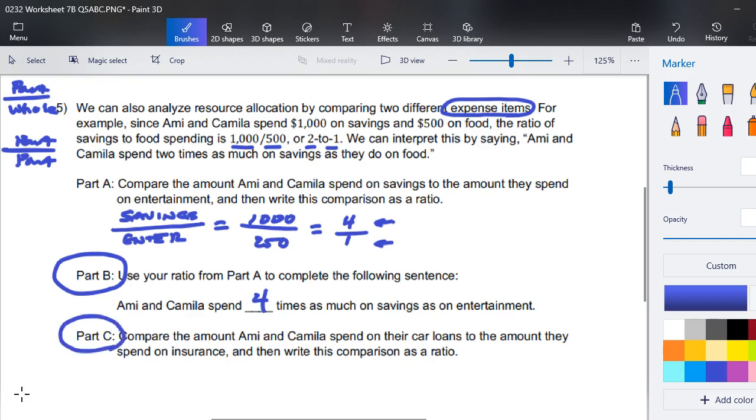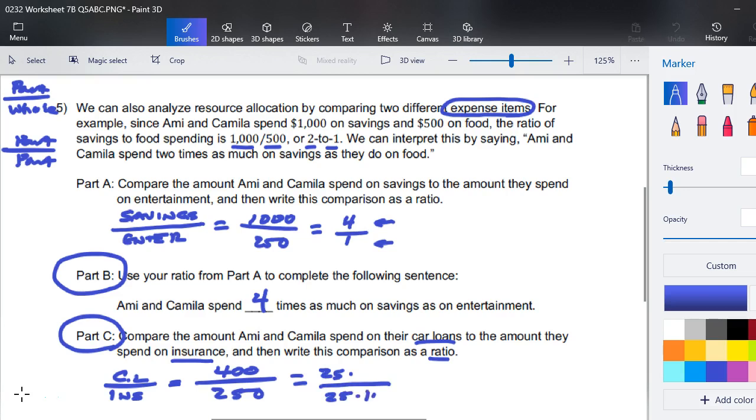Part C, now let's look at car loans to insurance as a ratio. So car loans are $400 and insurance is $250. This one's not as pretty to reduce, but we could take out 25 times something and 25 times something, and we could take out more. Let's take out 50. 50 times 8, 50 times 5, so 8 to 5. That's the ratio of spending of car loans to insurance.